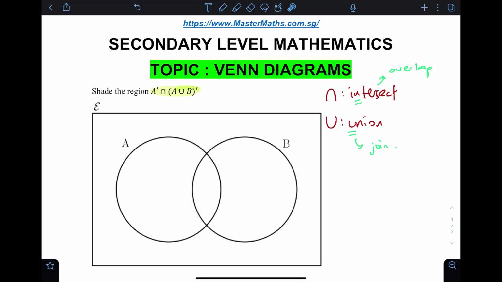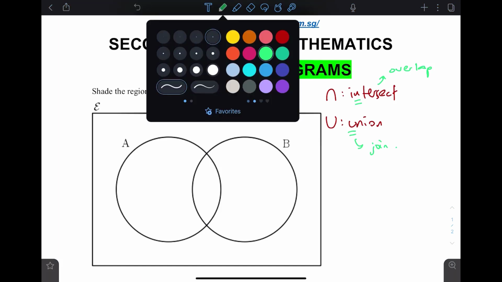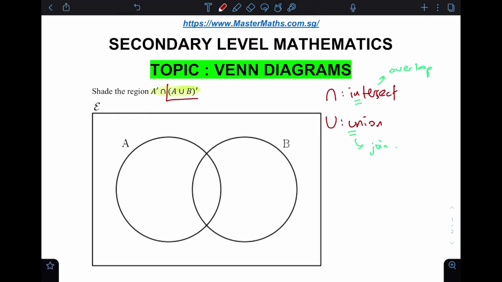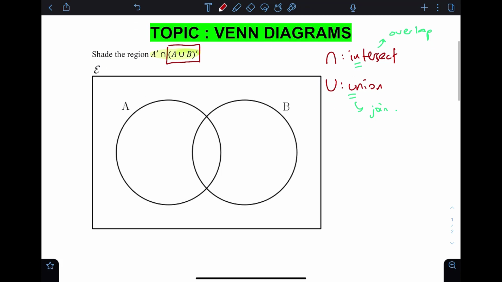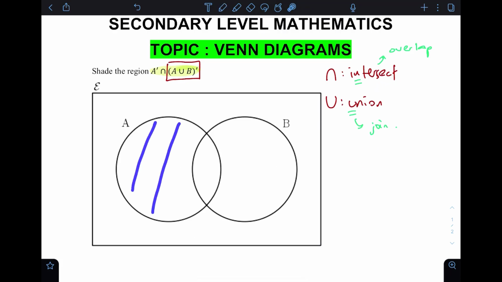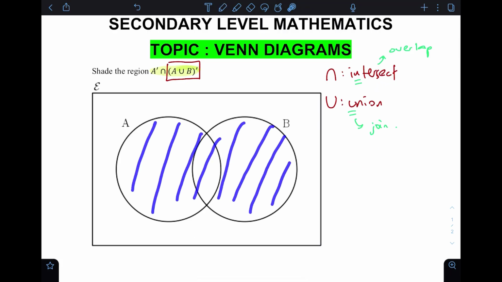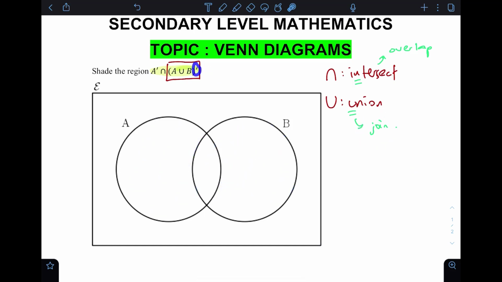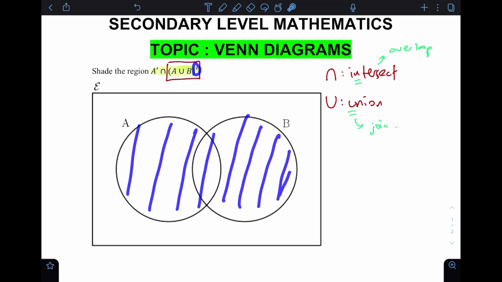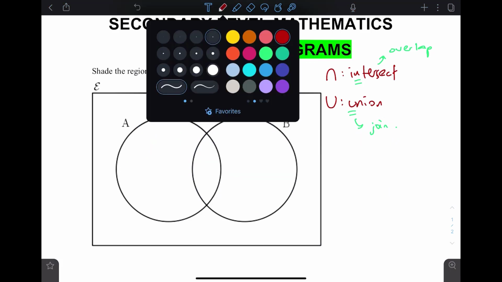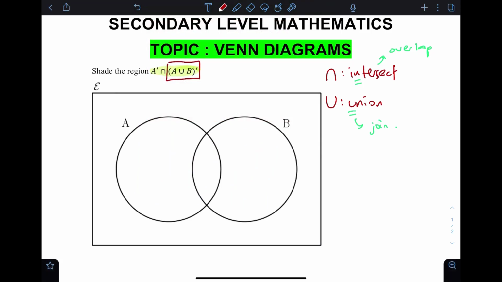So the first thing we ask ourselves is, where in the world is (A union B)prime? Okay, so this box here, where is it? A union B is basically this part here. A joined with B, but I want the prime. When you see an apostrophe here, it means that you want everything outside of these two circles. So basically for this red box, you are interested in outside the two circles.